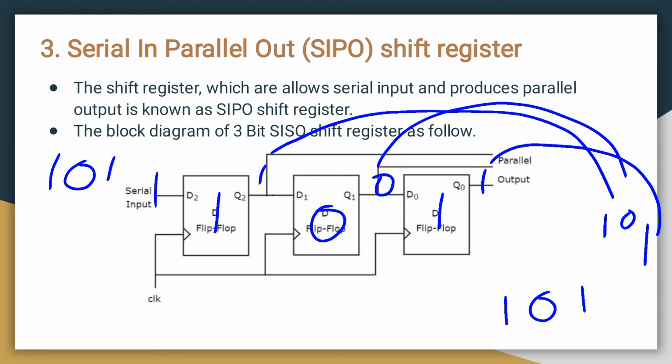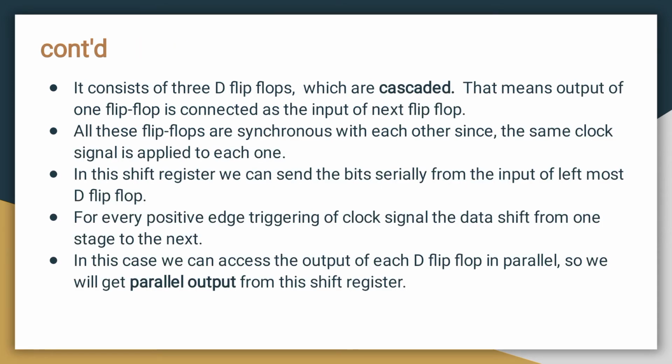So let's see the content we focused on in that diagram. The first is 3 D flip-flops cascaded and connected in a series manner. That is, the output of one flip-flop is taken as input for the next flip-flop. All these flip-flops are synchronous, that is, the same clock is applied. The shift register is connected serially and we give the input to the leftmost D flip-flop.